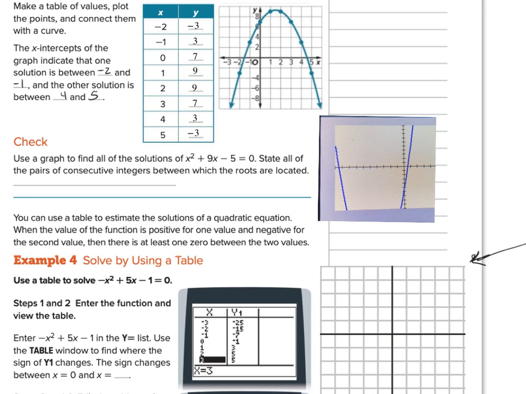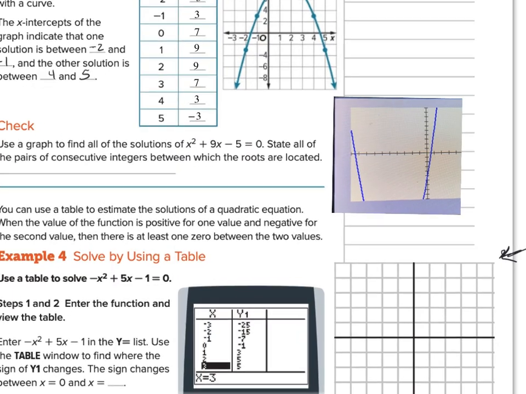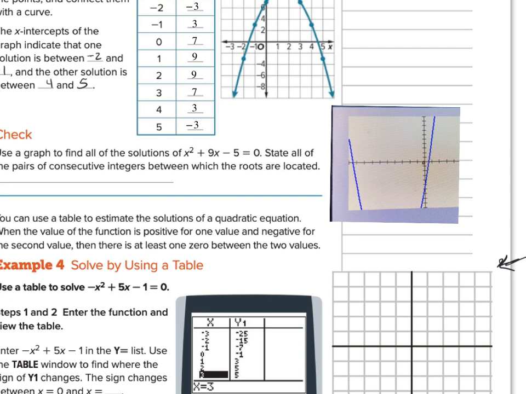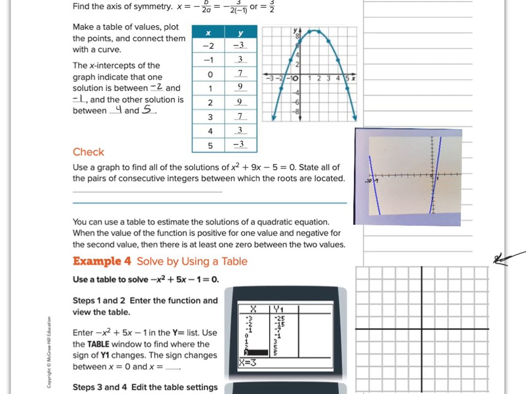So when I put that into the graphing calculator and I graph it, it looks like my solutions fall somewhere between 0 and 1. And then I have negative 1, 2, 3, 4, 5, 6, 7, 8, 9. Negative 9 and negative 10. So that's where my solutions fall, between negative 9 and negative 10, and then 0 and negative 1.